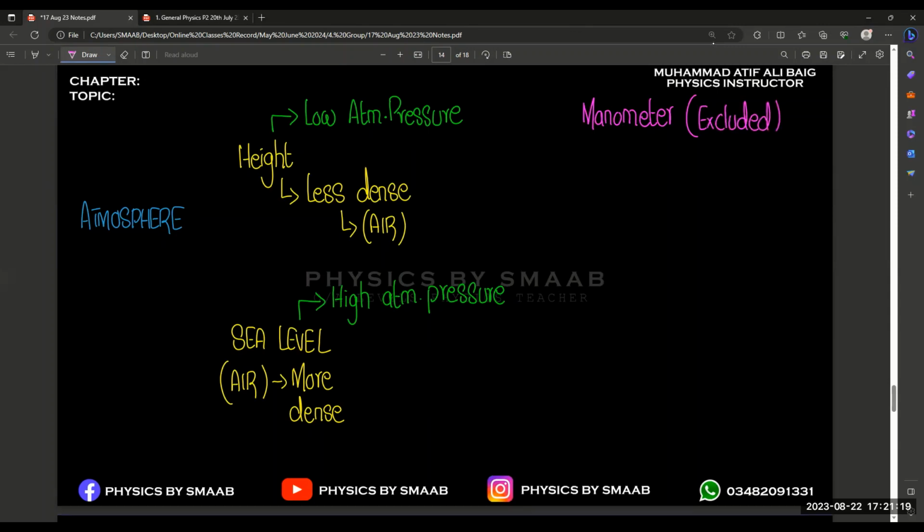And the next topic is hydraulic lift and brake. This topic is also excluded because these are the major topics removed from the syllabus in this change.